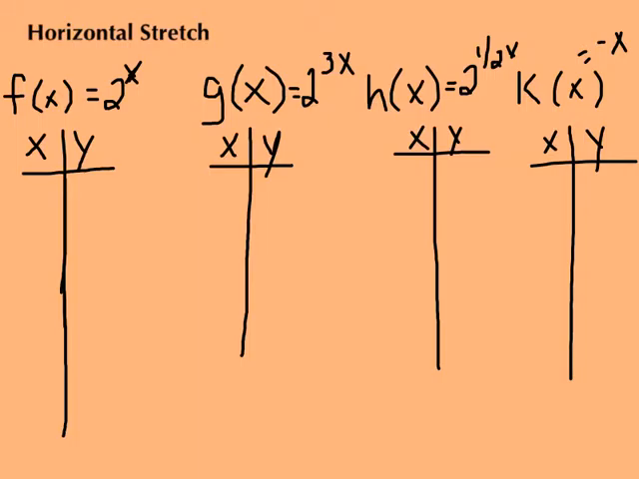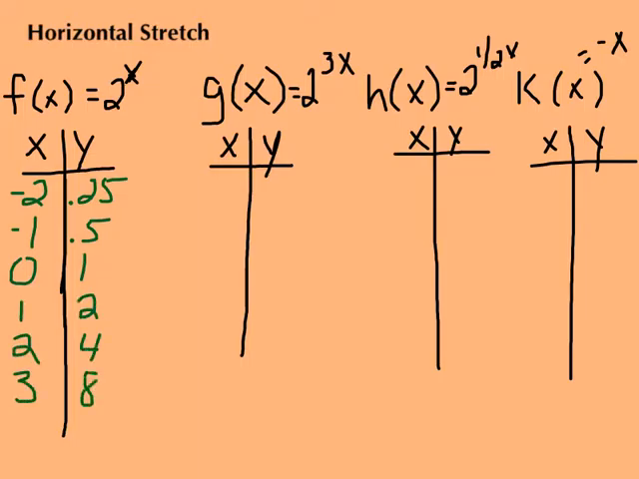Now we're going to talk about horizontal shifts. So we're going to look at f of x again, which is 2 to the x power. We already have this written down. Let's write it again, though. Negative 2, 0.25; negative 1, 0.5; 0, 1; 1, 2; 2, 4; and 3, 8.